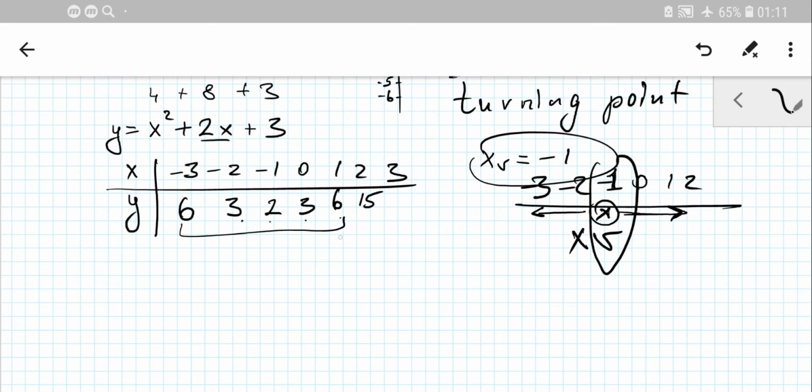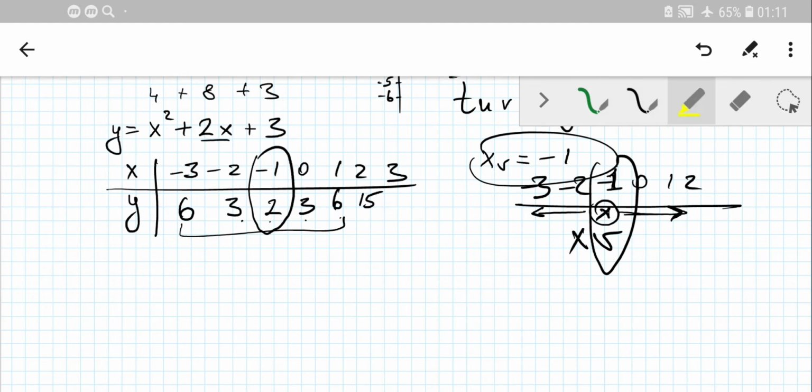Because the vertex is -1, it looks like the y values start repeating themselves when you go over. So for example, moving from there, you calculated 2 values before -1, that's sort of the median for the data set. And on the right side, you'll get 3 and 6 repeating the previous values, but in mirrored order, like reflected. Okay, so that's the case.